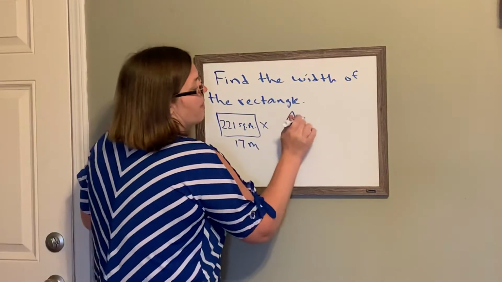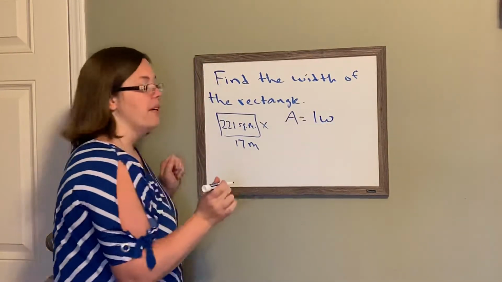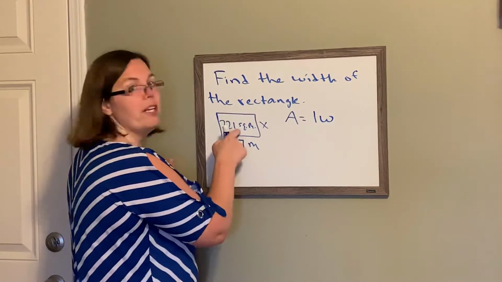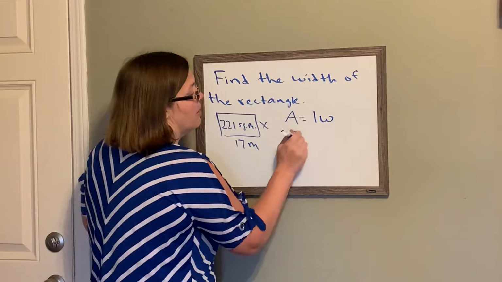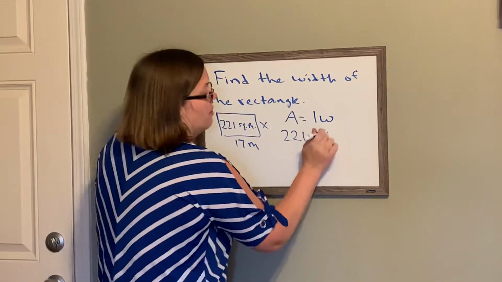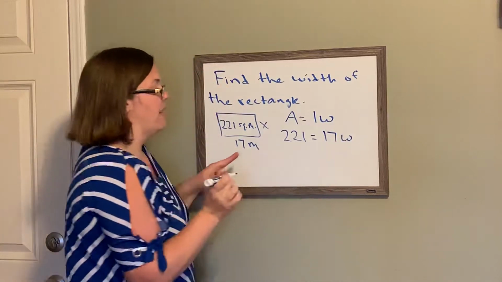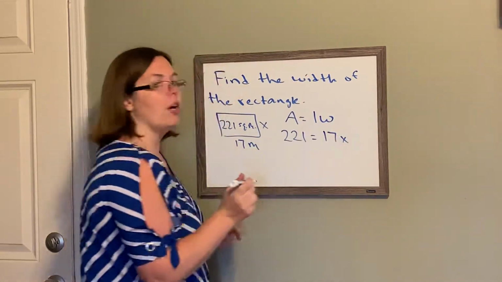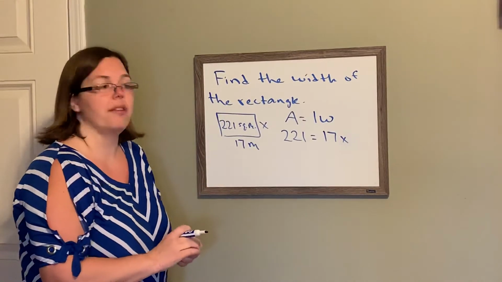My formula for area is length times width. So now what you do is plug in the numbers that you know. We know that the area is 221, and we know that the length is 17. We do not know the width yet. So I called it X on my thing. So we'll call it X to find the width.